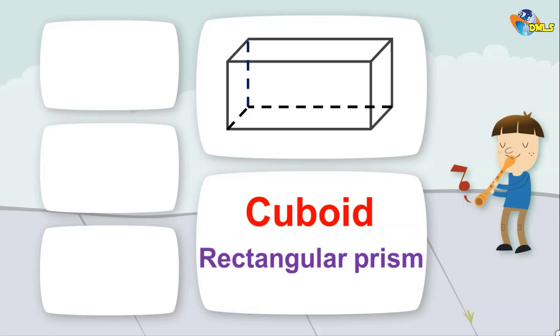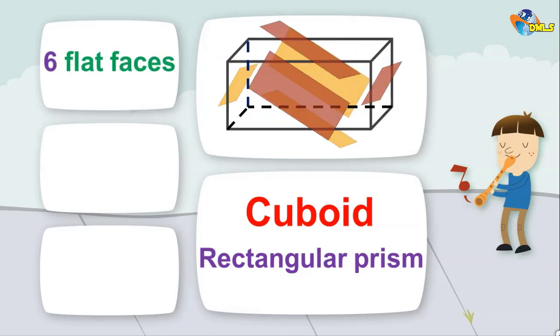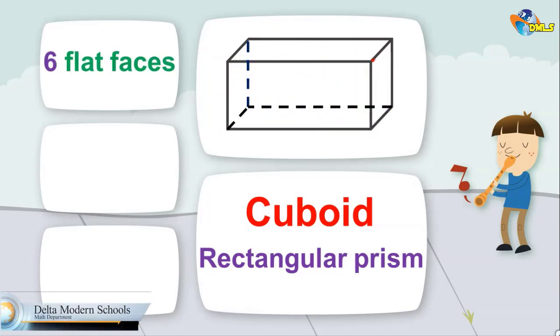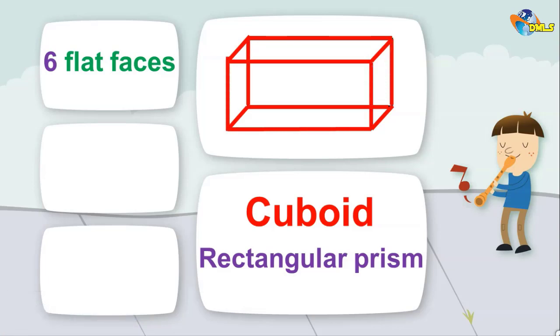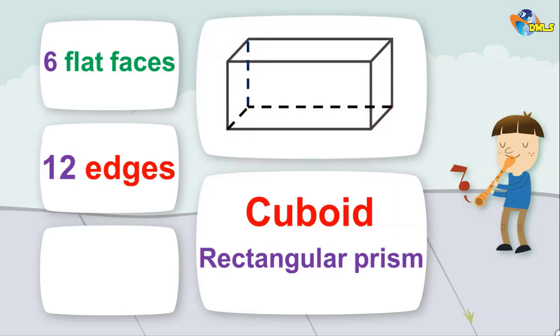Count with me how many faces in cuboid. 1, 2, 3, 4, 5, 6. It has 6 flat faces. Can you count with me the number of edges? 1, 2, 3, 4, 5, 6, 7, 8, 9, 10, 11, 12. It has 12 edges. Count the corners.